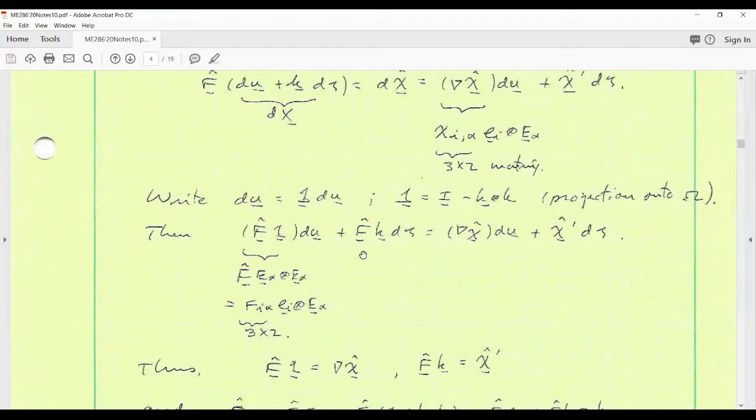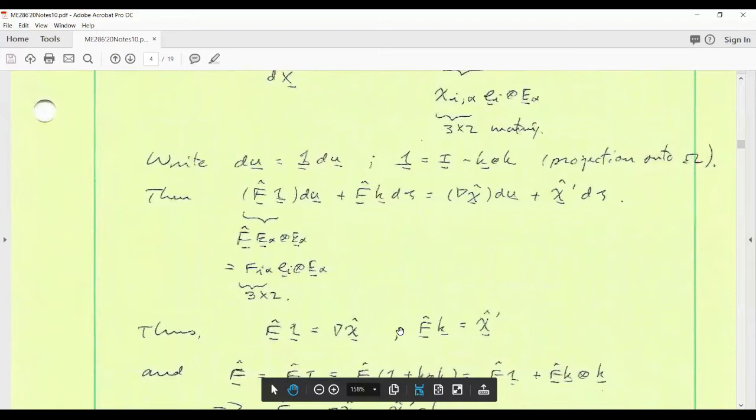Okay. So this equation has to be true for all choices of du and d zeta. For example, for d zeta equal to 0, so you're on a fixed level, zeta equal constant, then the remaining part of the equation would be valid for all du, which means that f hat 1 is equal to this 2d gradient. With that, we have then the remaining content of the equation is fk d zeta is equal to chi prime d zeta for all d zeta, so fk is chi prime.